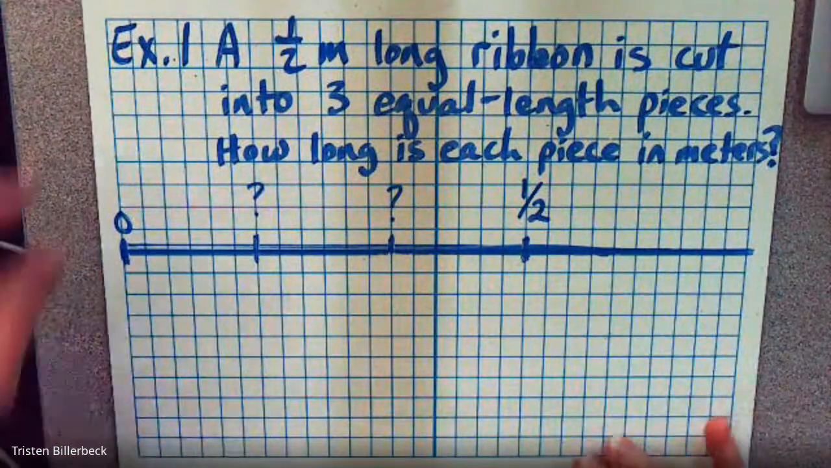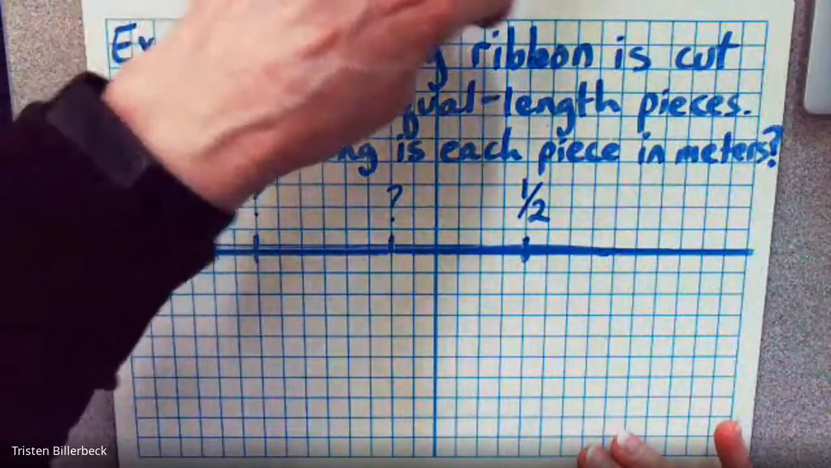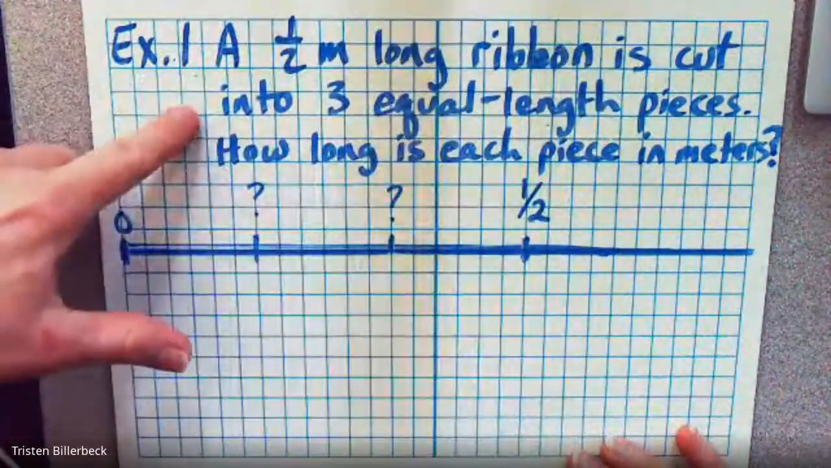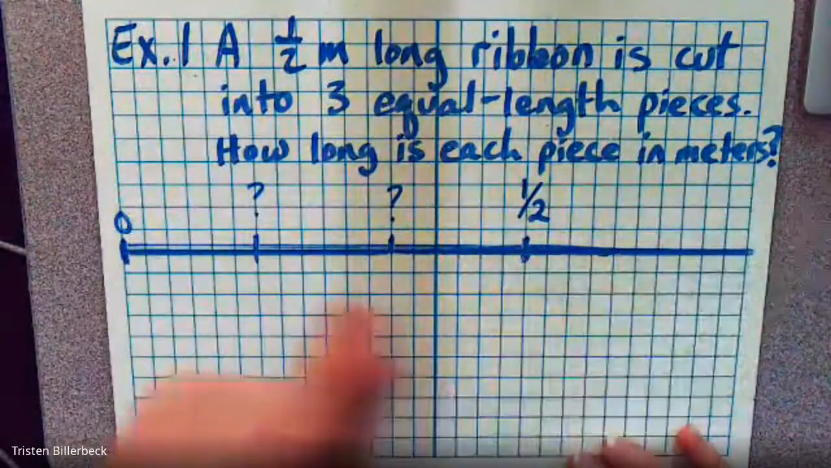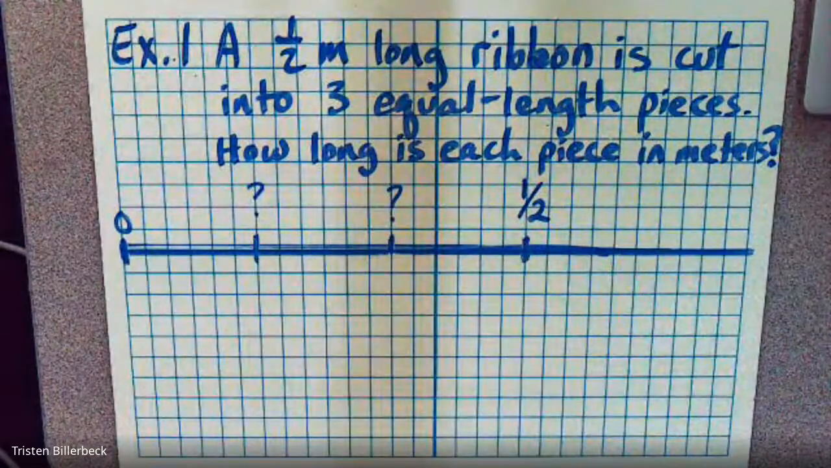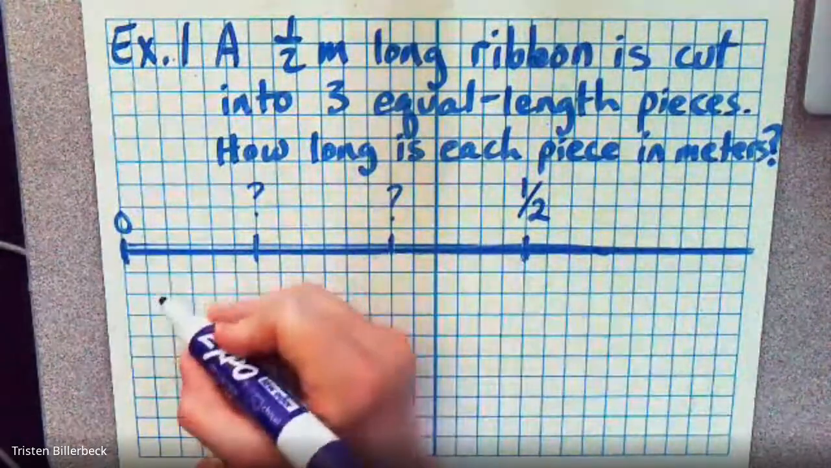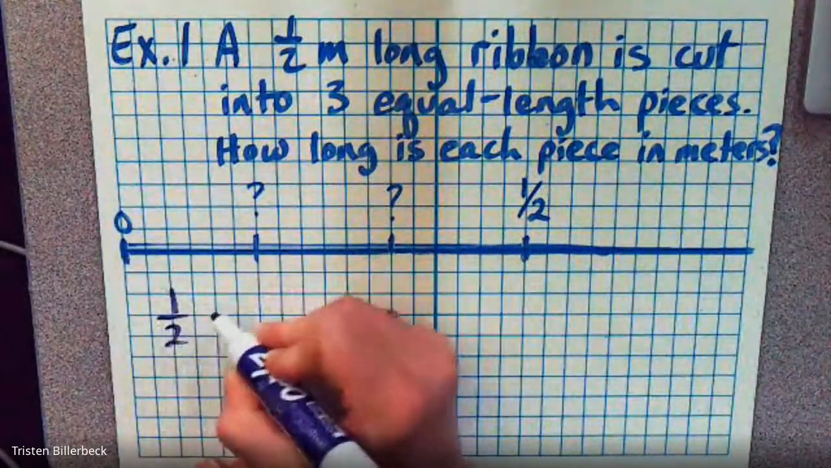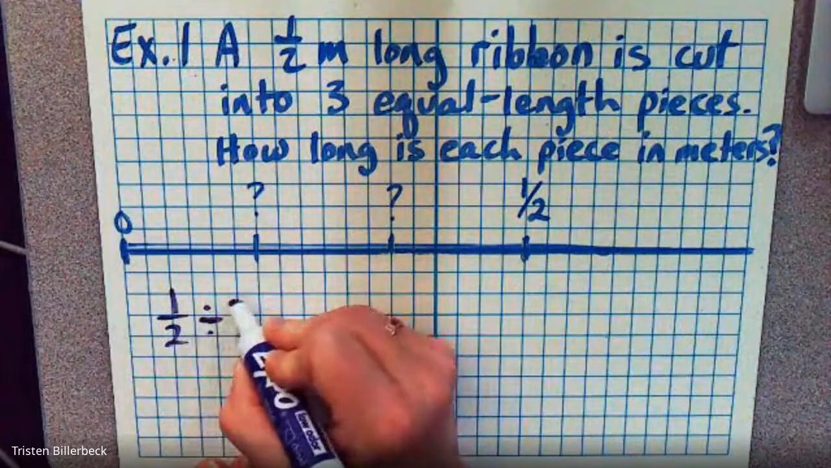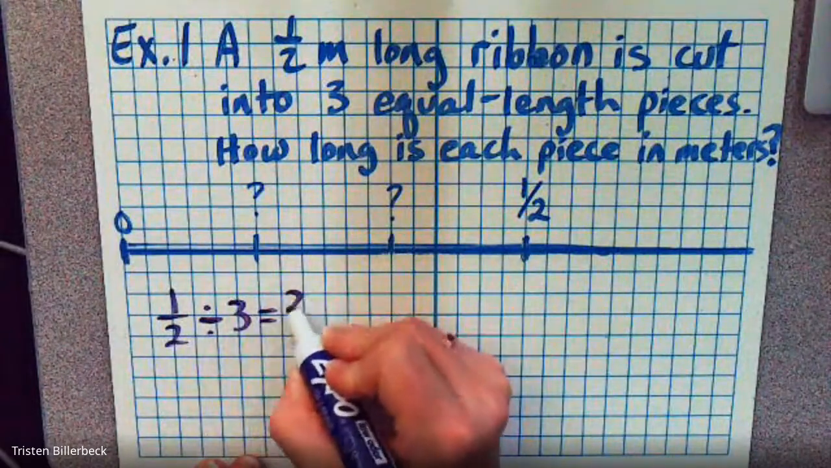So I have a 1/2 meter long ribbon. It's cut into 3 equal length pieces. How long is each piece in meters? So I have a 1/2 meter of ribbon. Okay, so I'm a 1/2 meter and I'm dividing it into 3 equal pieces. And I need to know, well, what is that?